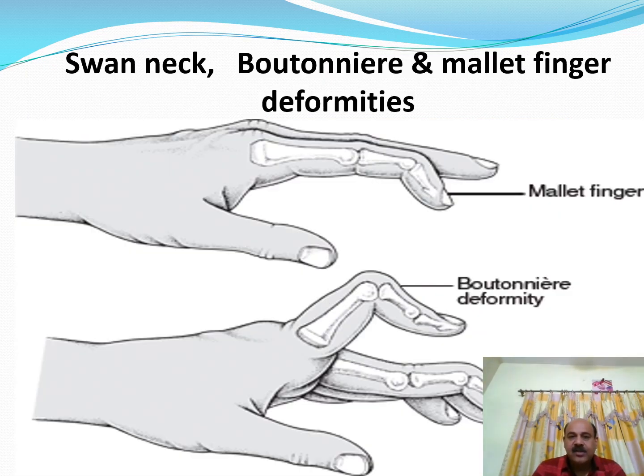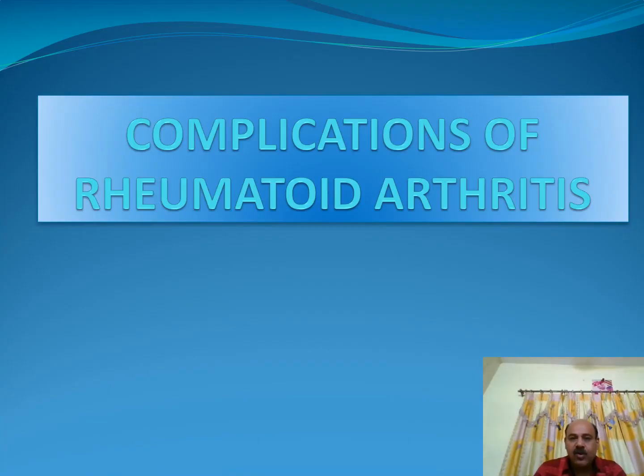In this picture we can see all three deformities: swan neck deformity, boutonniere deformity, and mallet finger. This is mallet finger, where the extension of the distal phalanx is not possible. This is boutonniere deformity, where there is flexion of the proximal interphalangeal joint and hyperextension of the distal interphalangeal joint, whereas in swan neck deformity, opposite to boutonniere deformity, there is hyperextension of PIP and flexion of DIP joint. Now coming to the complications of rheumatoid arthritis.